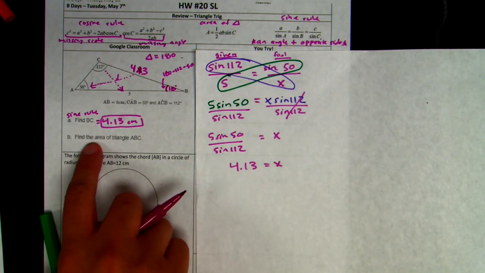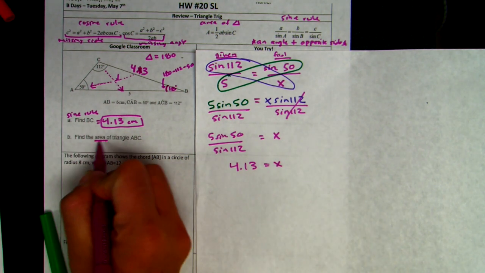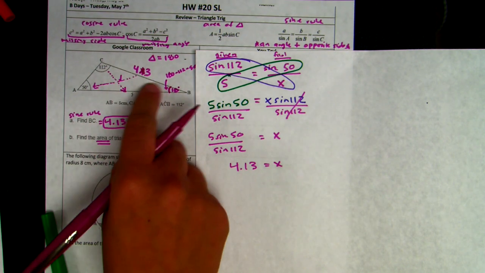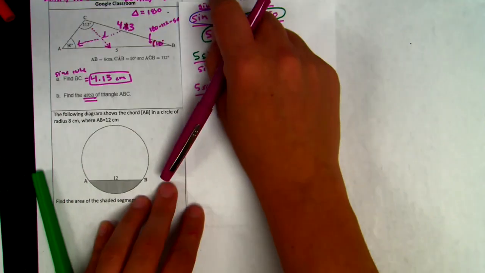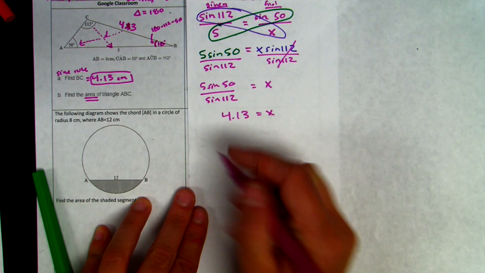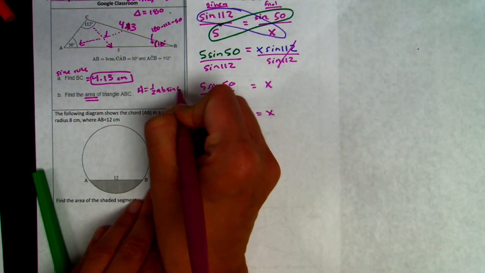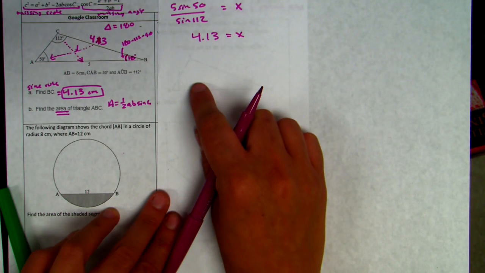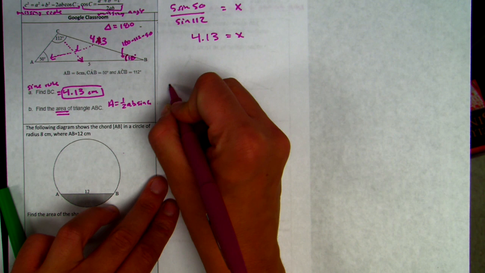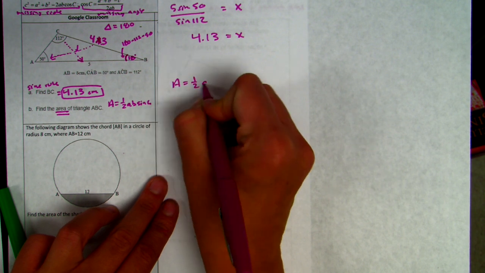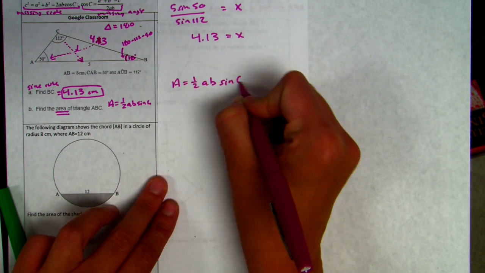My next question is to find the area of the triangle. So area of the triangle, or the space inside. I've got my area formula here. Its area is equal to 1/2 AB sine C. And then I'm going to do that problem right down here. Again, I didn't give you a ton of space on these. Sorry about that. So area is equal to 1/2 AB sine C.